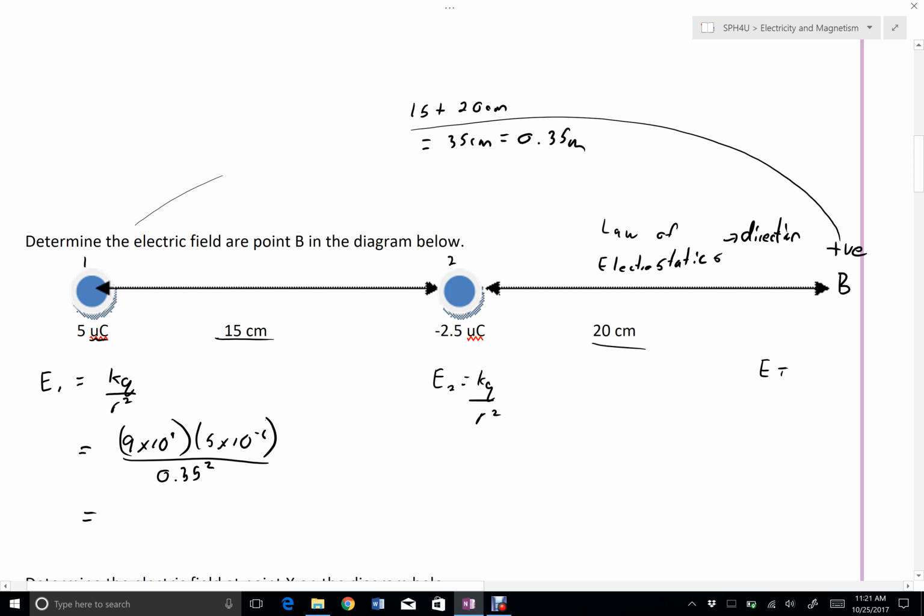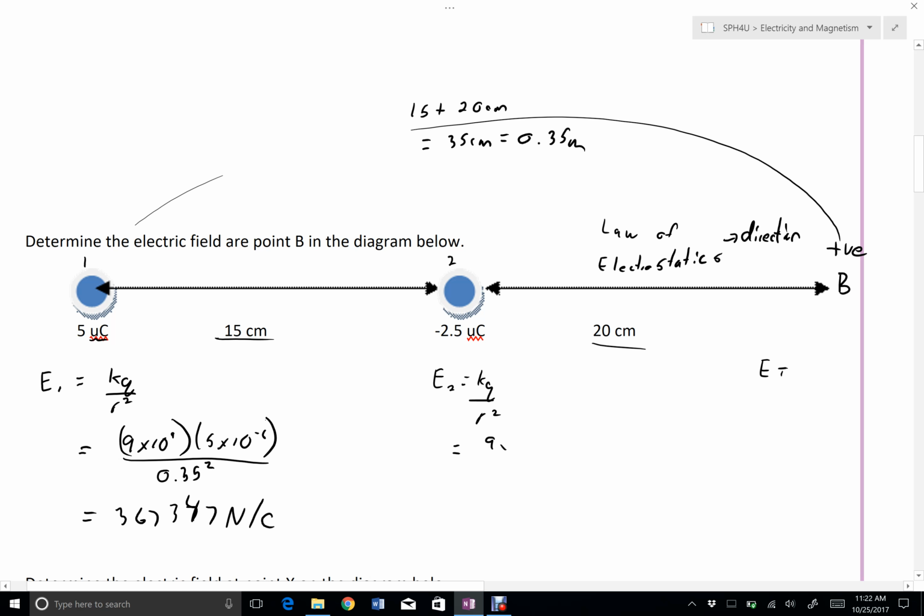Okay, so 9 exponent 9 times 5 exponent negative 6 divided by 0.35 squared. I got 367,347. I'm carrying around a bunch of decimal places, whatever. This would be in newtons per coulomb, since I'm missing one of the charges here, so it's per coulomb. So that's the electric field from that one.